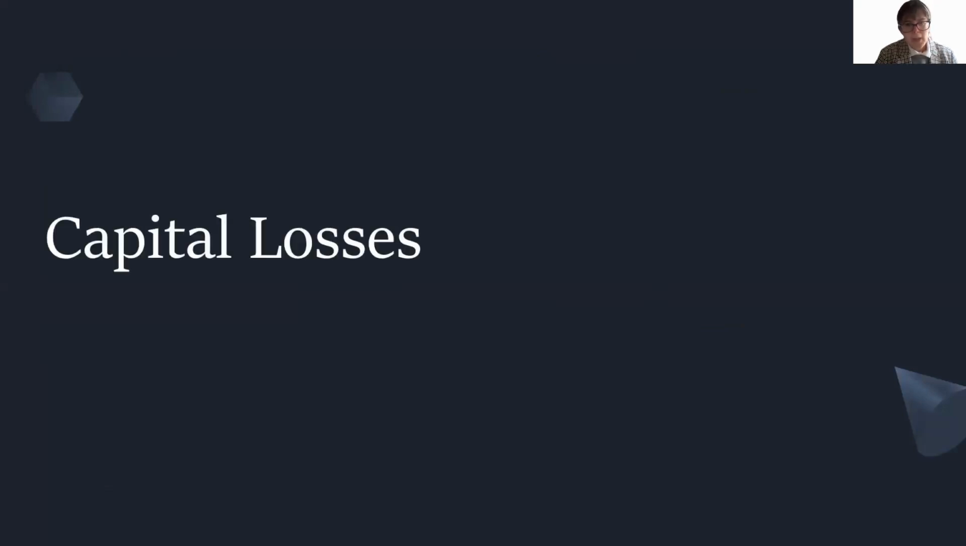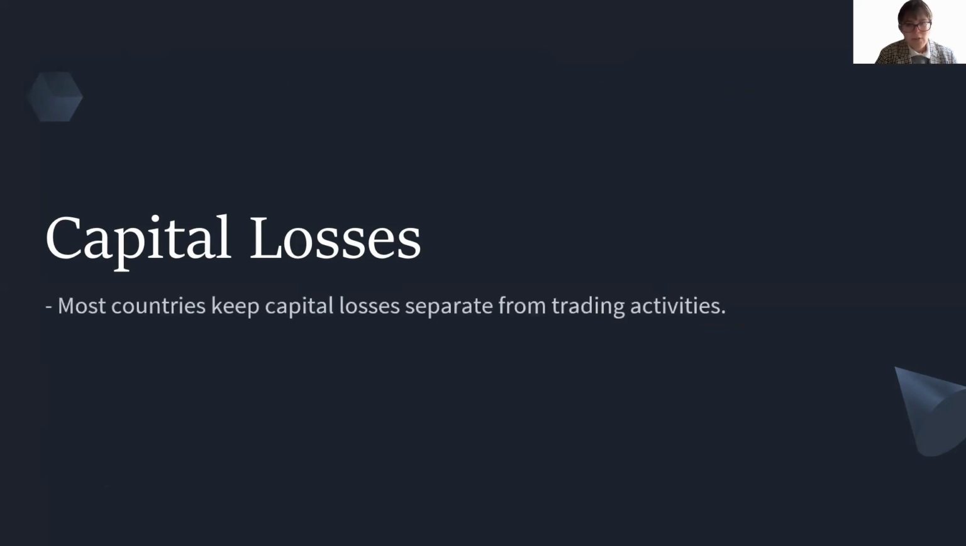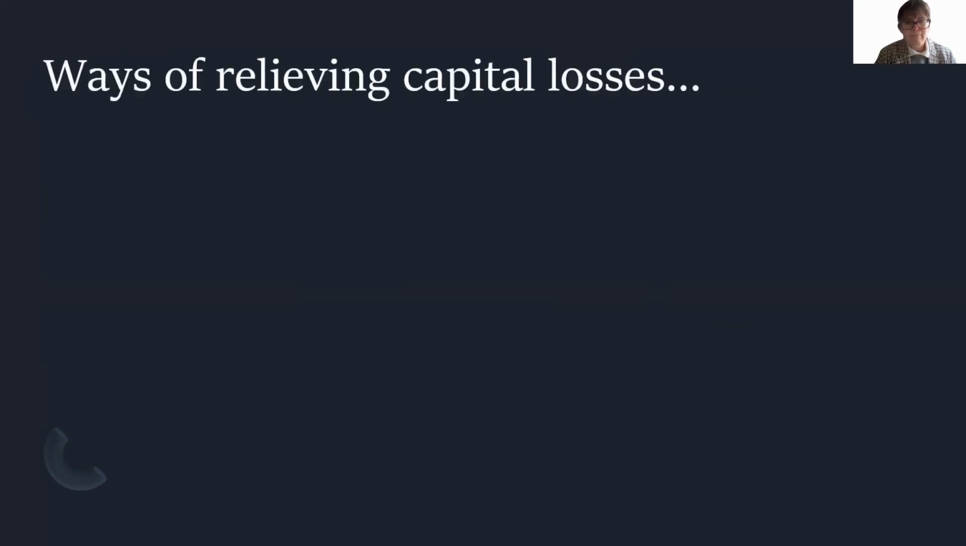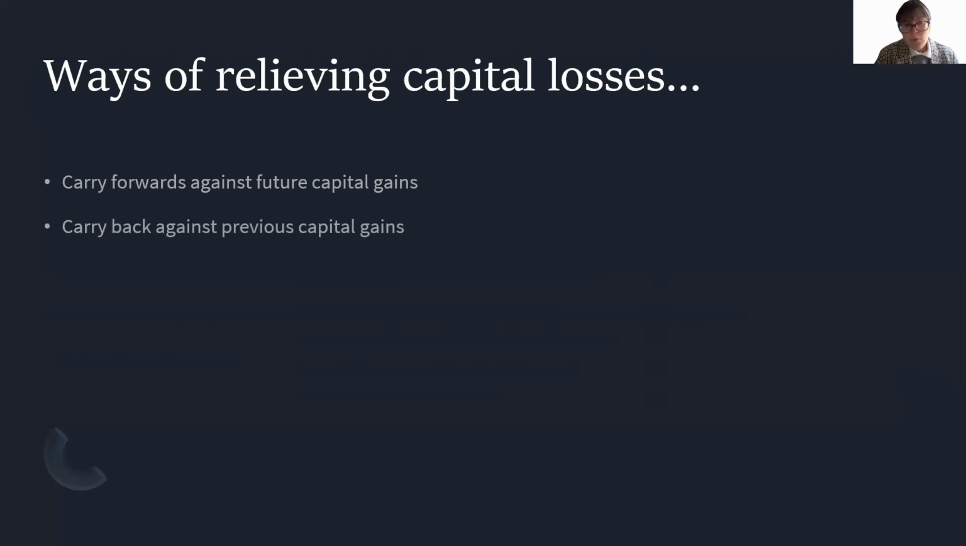Capital losses then. Most countries will keep capital losses separate from trading activities, simply because it's easier. So that being the case then, there's got to be some ways in which we can relieve a capital loss. So this could be done by either carrying forward against future capital gains, carrying back against previous capital gains. Perhaps we are going to offset against taxable trading profit in the current period.